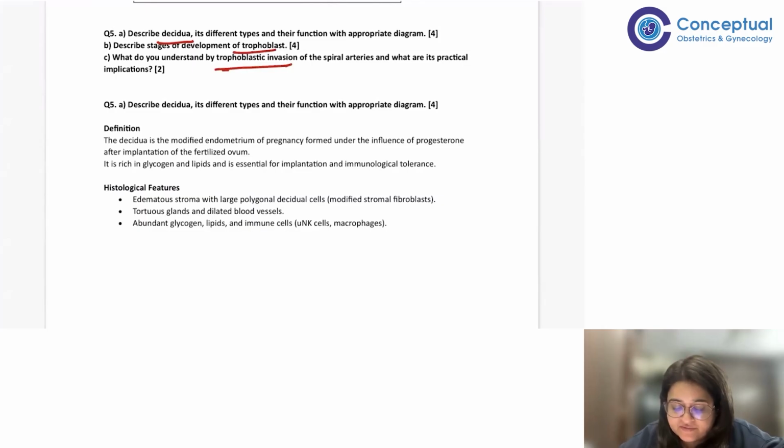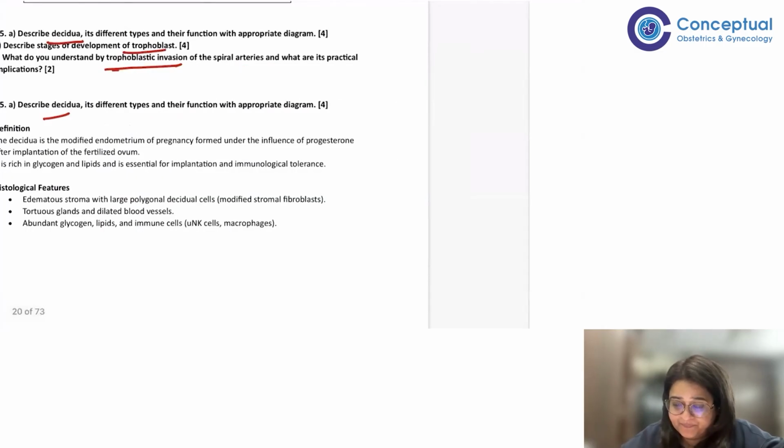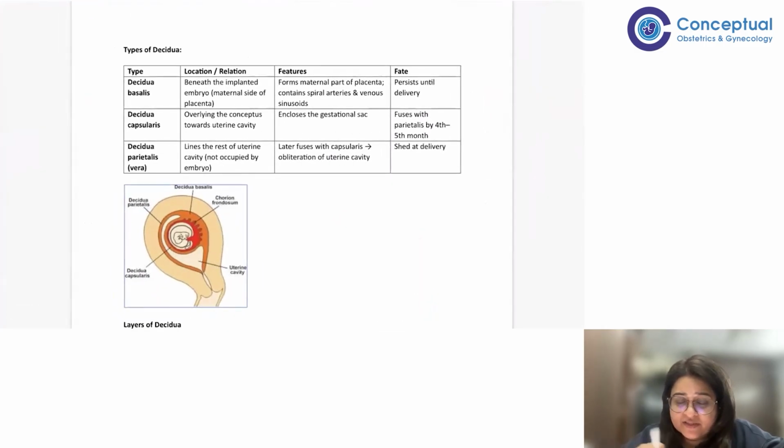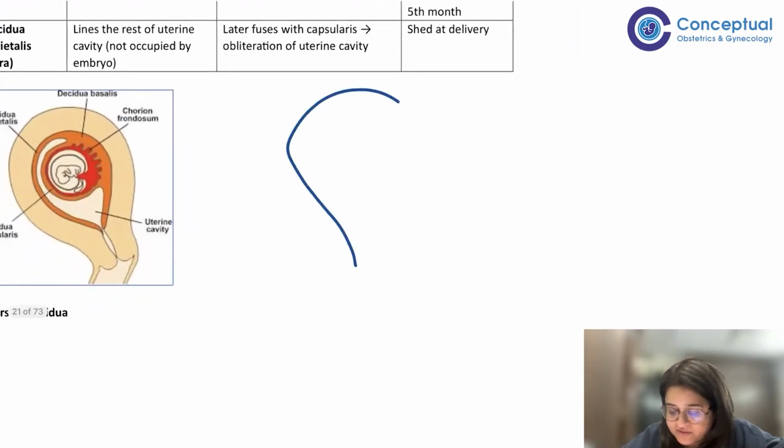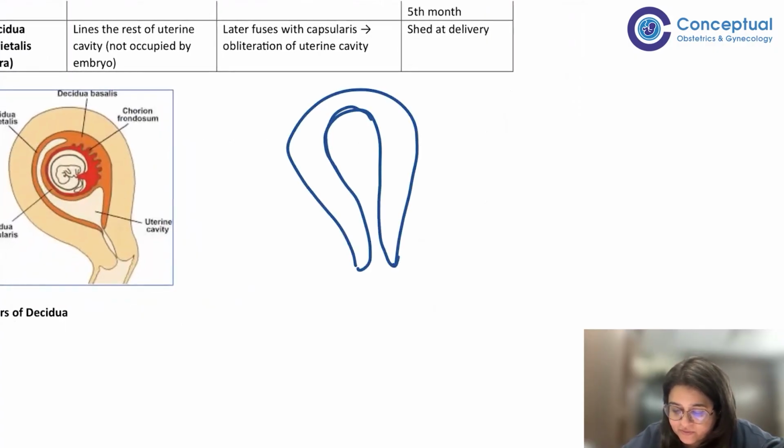So the first part: define what is decidua. Decidua is the endometrium of pregnancy, which is basically under the influence of progesterone. Under the influence of progesterone, the endometrium becomes favorable for implantation, and importantly, the types of decidua are important to describe. Draw this diagram, very easy to draw. This is the uterus, and you can draw the lining. This is the decidua, right? Now the embryo is going to implant somewhere here, and it's going to be covered by decidua.